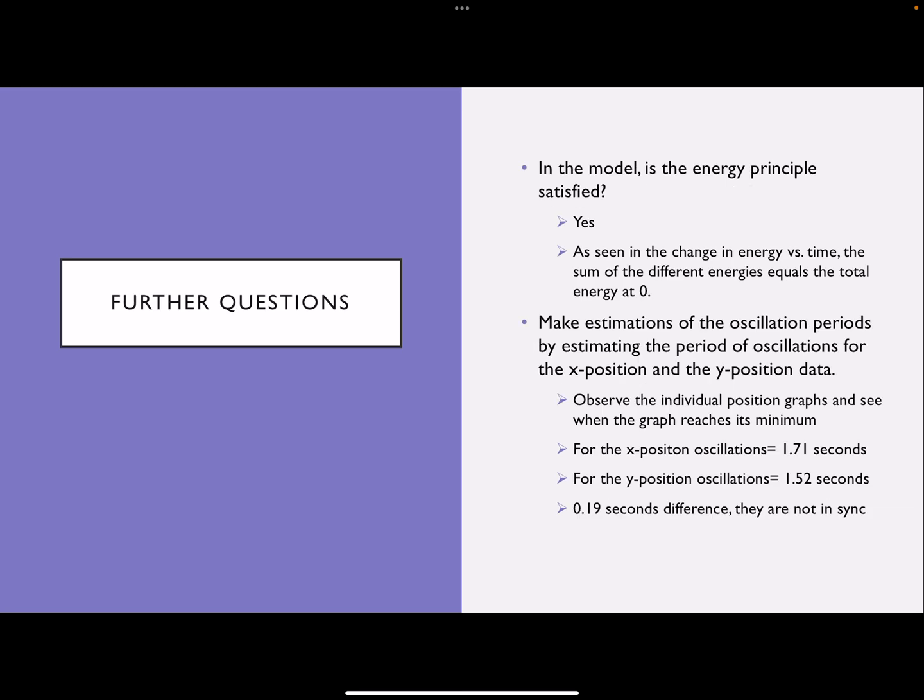Further questions in this model: is the energy principle satisfied? And this is yes. As seen in the change in energy versus time graphs, the sum of the different energies equals the total energy at zero. And that's exactly what the energy principle is.